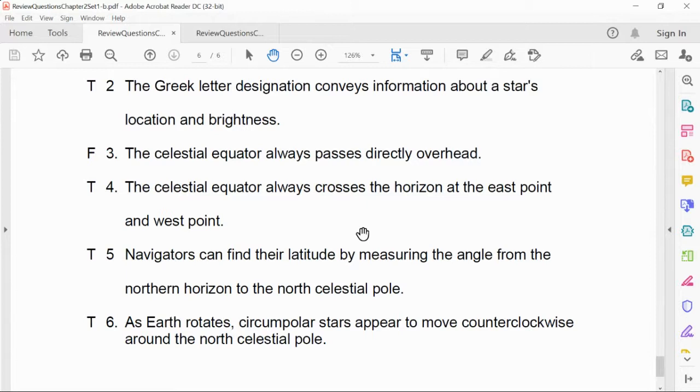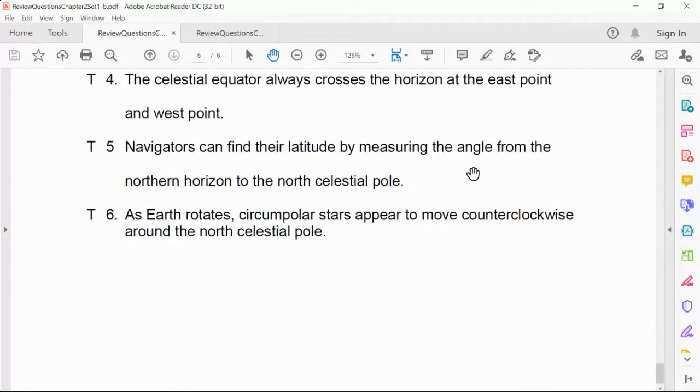And by the way, just to give you an idea, we see the sun, right? And the sun is 150 million kilometers away. But we see that on the night sky. And we see the stars, and the stars are even further away. So as I told you, we imagine this celestial sphere. The celestial equator always crosses the horizon at the east point and west point. That's true.